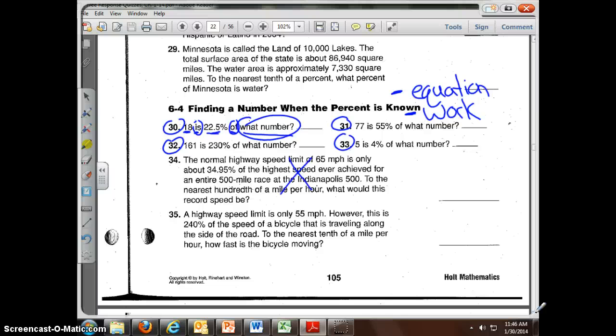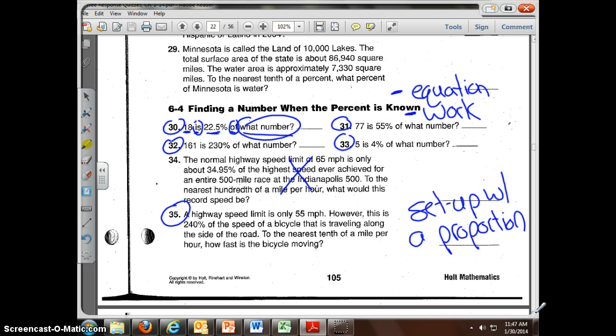34 we're skipping, and 35 is going to be very similar to 29. On 35, I would like you to set this problem up. So you're going to set it up with a proportion. Set this problem up with a proportion. Show your work to solve for the variable. Show your work to solve to get your final answer.